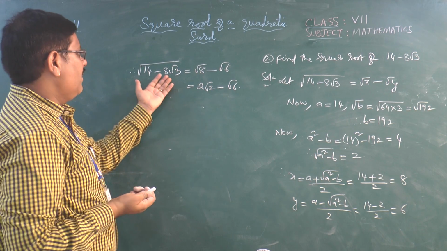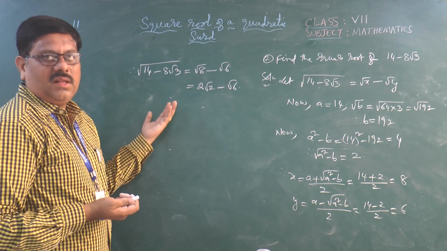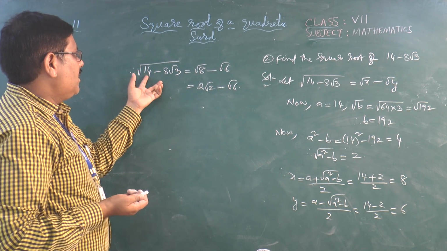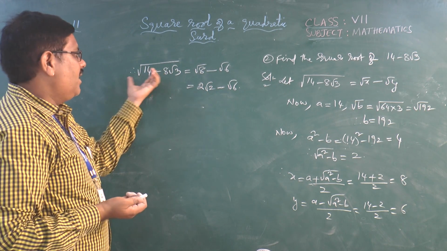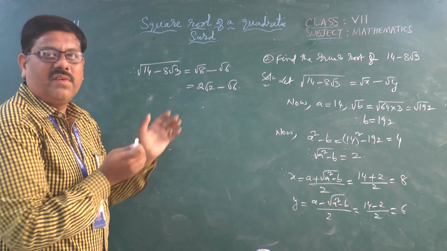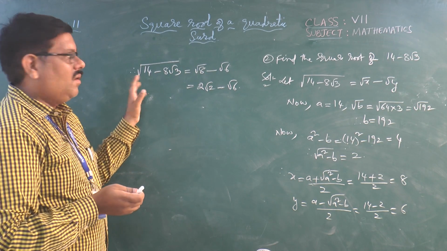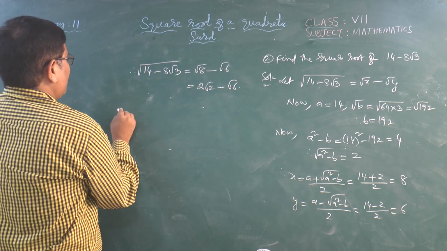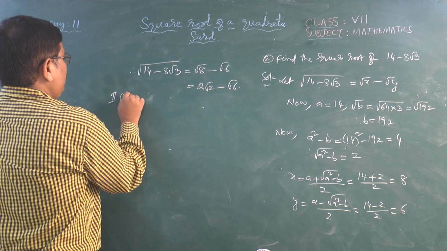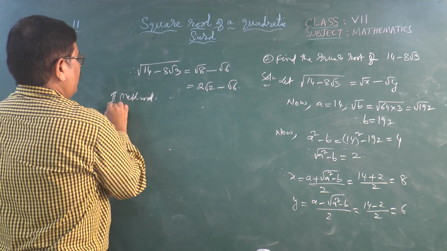As I told you, even here I can apply the other method. What is that? We can split it and write it as a minus b whole square form. Thereby also we can find out the answer. Okay. So how to write this second method? Here also let us do that.